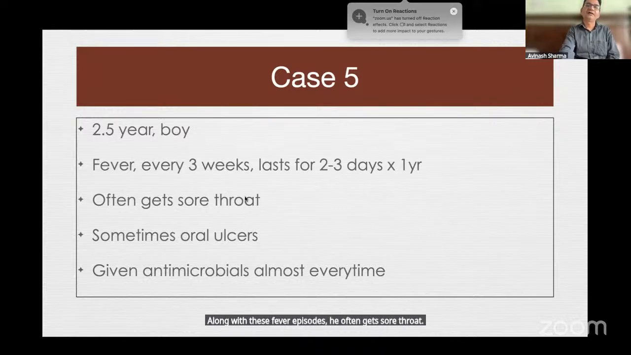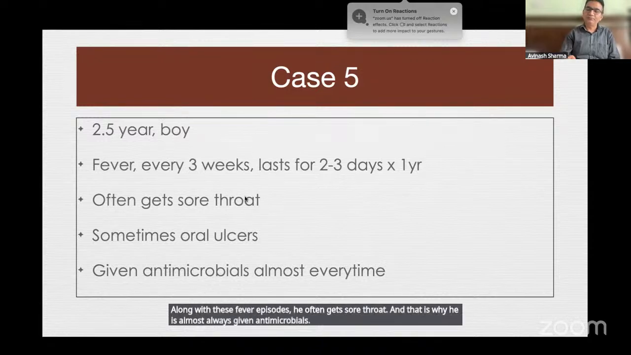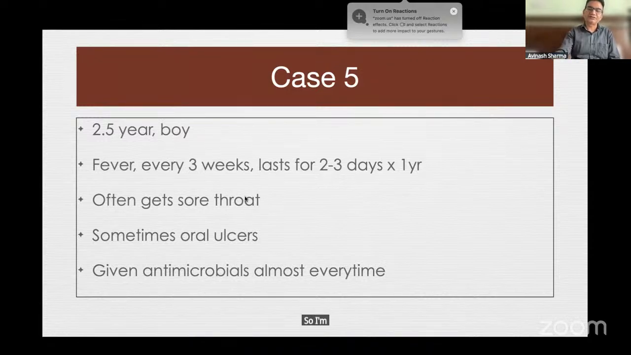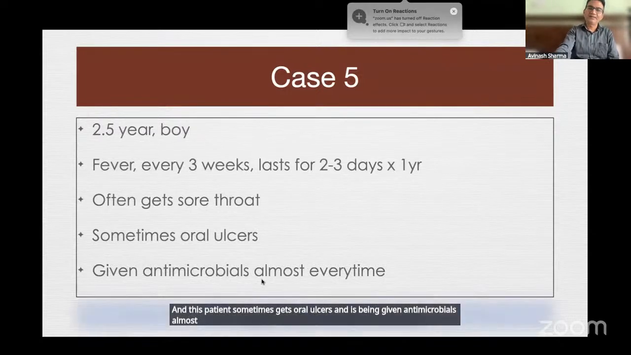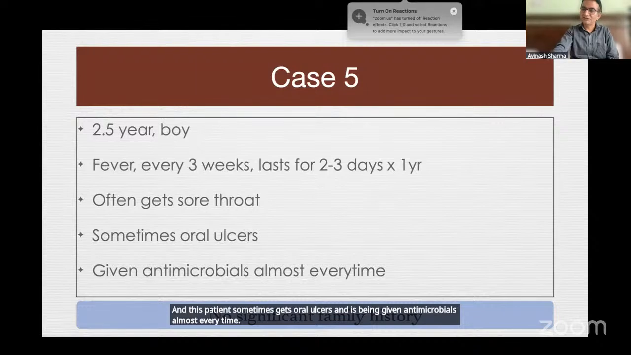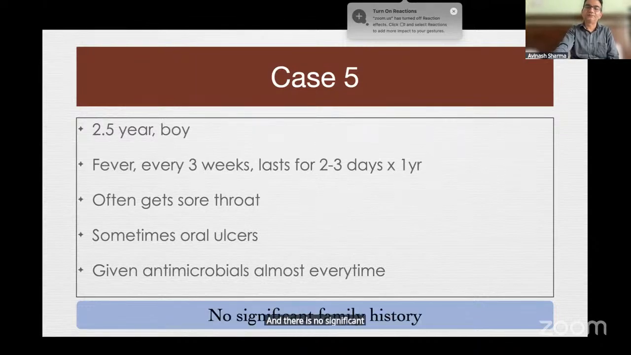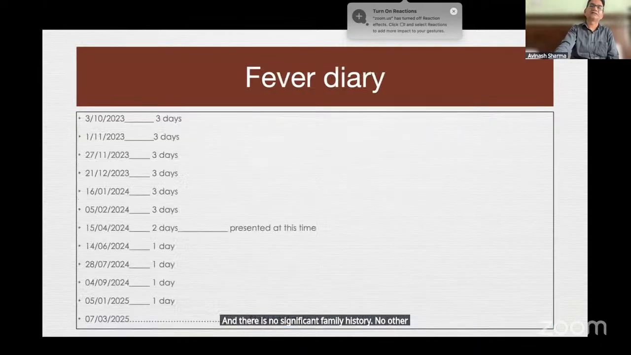And that is why he is almost always given antimicrobials. So I'm sure you can recall patients who come with recurrent sore throats. Almost every month they have an episode of sore throat along with fever. And this patient sometimes gets oral ulcers and is being given antimicrobials almost every time. And there is no significant family history. No other member of the family is affected with such complaints.